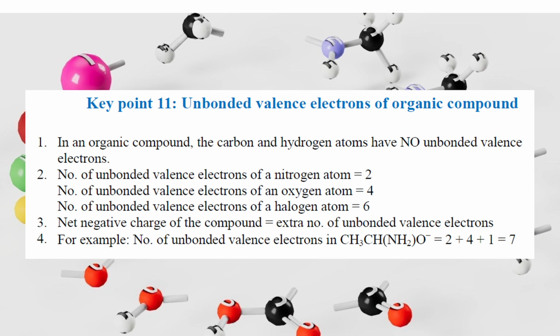And then we concentrate on the unbonded ones. Carbon and hydrogen are fully bonded, so they have no unbonded valence electrons. Nitrogen has 2, oxygen has 4, hydrogen has 6, so the other ones are bonded and complete the octet rule. The net negative charge of the compound is an extra unbonded valence electron, so here there is an extra 1. For the others, oxygen is 4, nitrogen is 2, so 2 plus 4 plus 1 is 7 unbonded valence electrons.